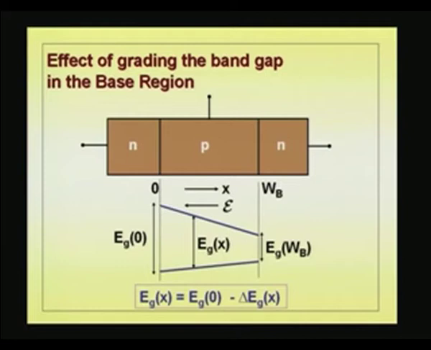That diagram tells the whole story of grading the band gap across the base. I just put, of course, both conduction band and valence band. It could be that the valence band is not changing, only the conduction band, but I have shown both. Now, what we are interested in is seeing the impact of this change in the conduction band and valence band. That is, you can see a smaller band gap Eg at Wb, and a larger band gap Eg at 0.